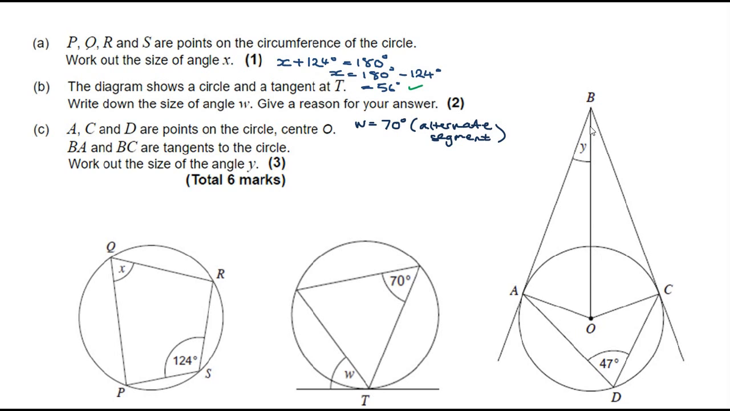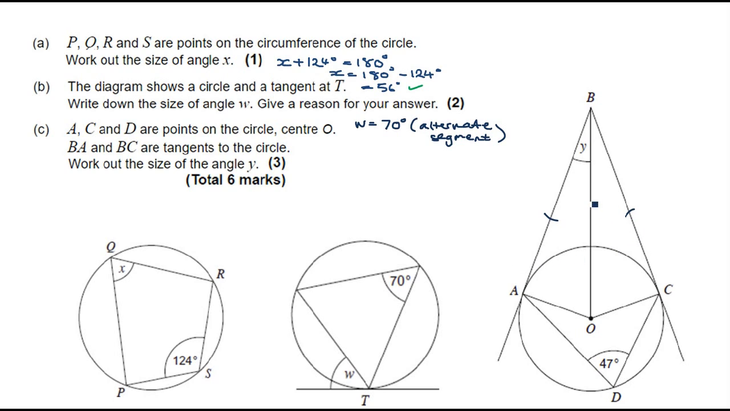Now this line here must be bisecting this angle here. And let's just see how I know that. Well, we know that these are tangents to the circle, and where the tangents cross at point B, that gives us a situation where BA must be equal to BC. So BA equals BC. In other words, that side length is the same as that side length.